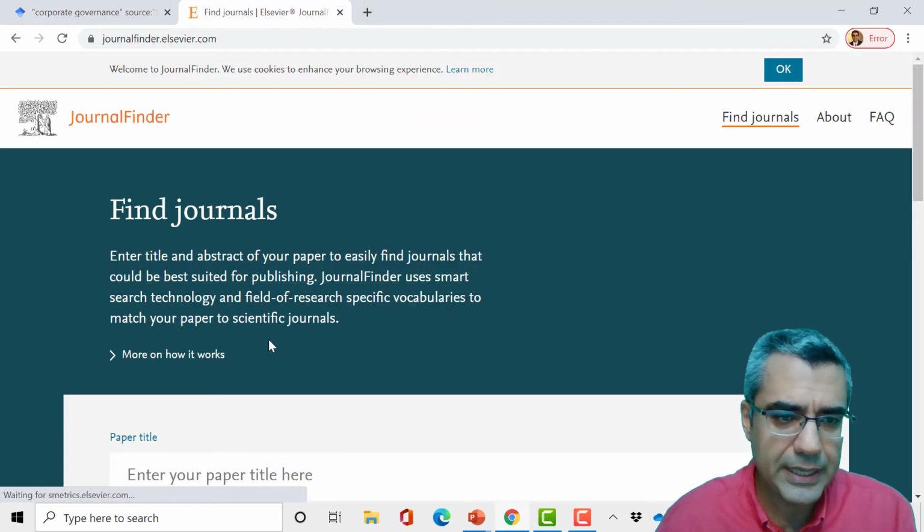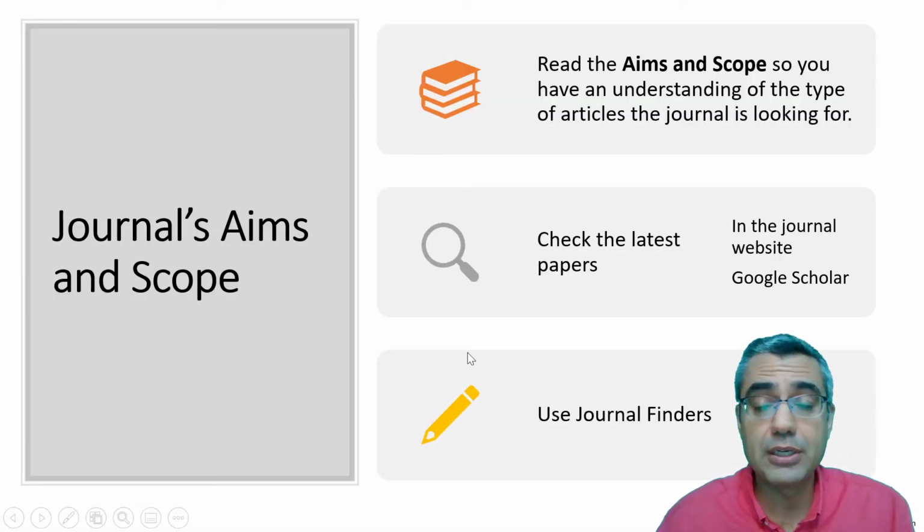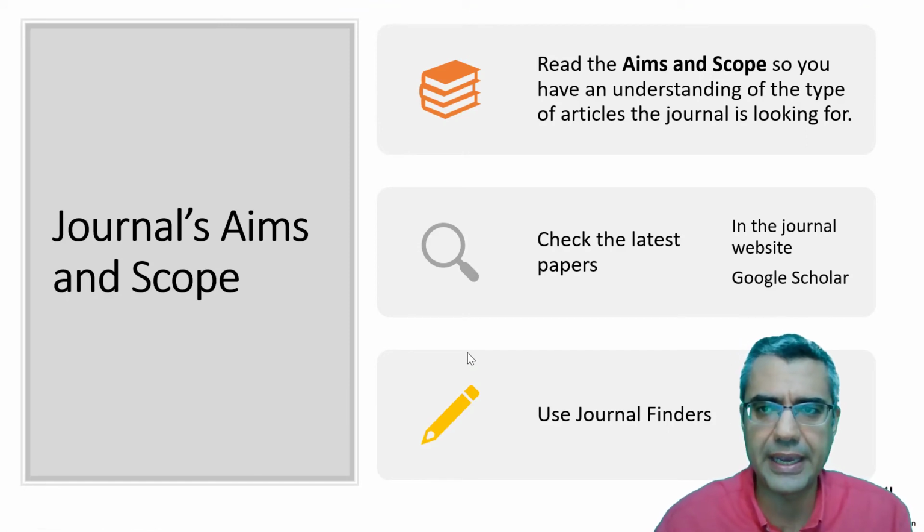And here you can fill out the form, and the website will suggest a few journals for you to consider. Then you can do the same, checking the aims and scopes and latest published papers to see whether your paper has a chance to be published there.